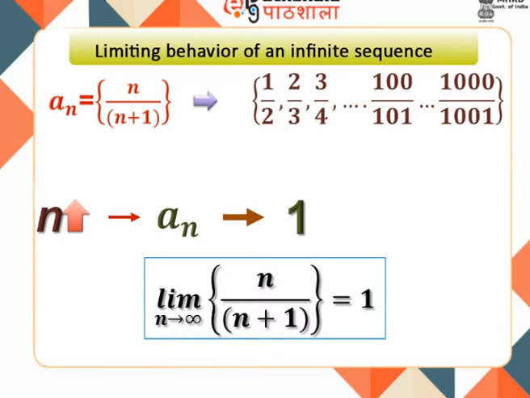As n becomes larger and larger, successive terms become closer and closer to unity, but none of the terms is exactly equal to unity. This behavior is expressed by writing limit n tends to infinity n upon n plus 1 is equal to 1, where the symbol tends to implies very close or tending to, but not equal to.